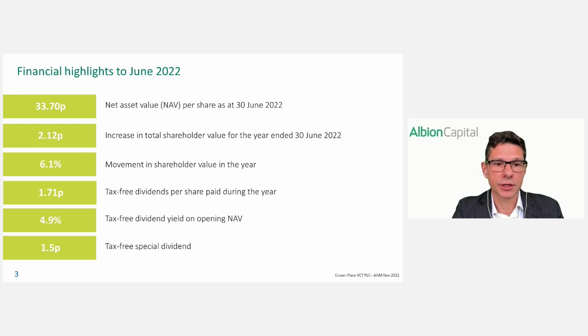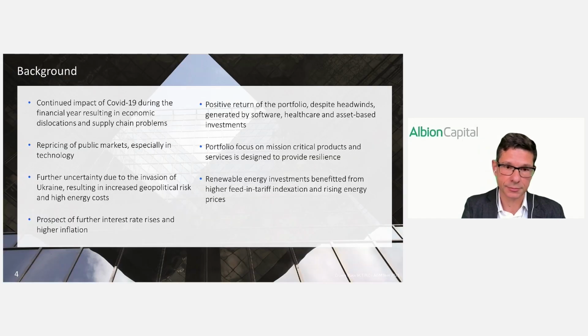A tax-free dividend of 1.71 pence per share was paid to shareholders. This is 4.9% on opening NAV and in line with our policy of paying out 5% dividends to shareholders. And on top of that, the company paid a 1.5 pence tax-free special dividend, which was a result of successful exits, profitable exits in the previous year. Next slide, please.